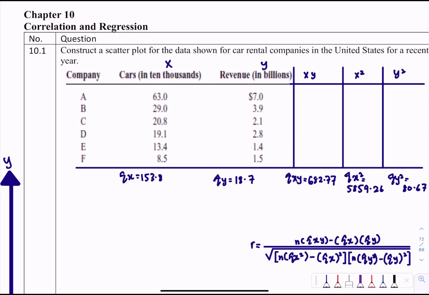Chapter 10, Correlation and Regression. For this Chapter 10, you can turn to page 551. Okay, page 551. Chapter 10 about correlation and regression.